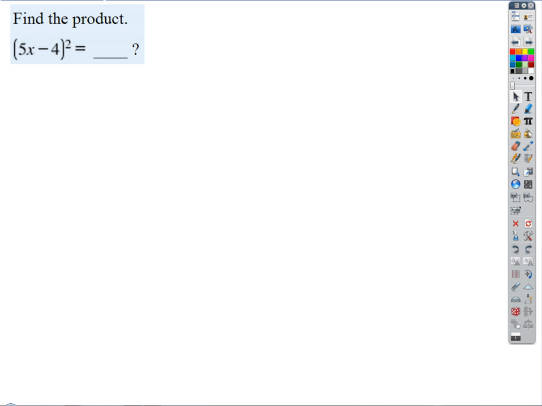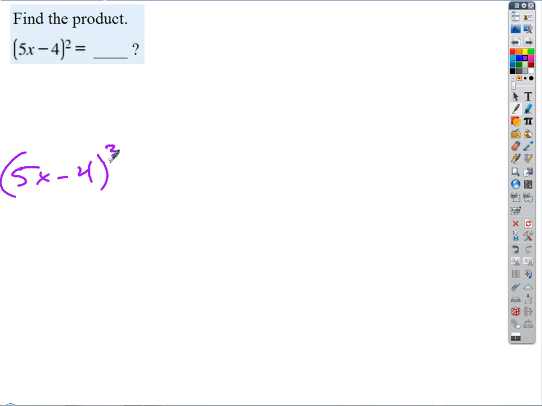So how are we going to do this? Find the product. Okay, we could FOIL it out, right? That's always an option. But it's not the best option. And I'll tell you why it's not the best option, because what happens when you start doing things like 5x minus 4 cubed, or 5x minus 4 to the 7th, or something like that? What do we want to do instead?